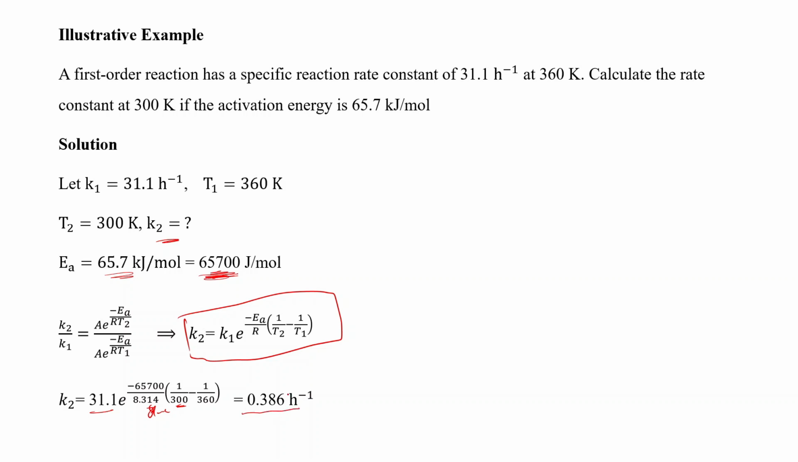So now we can compare. Realize that at 360 Kelvin, we are getting 31.1 per hour, which is the rate constant. And then at 300, we are getting 0.386. You can see the deviation in the rate constant depending on the temperature. So that's why we see that the rate constant is highly dependent on temperature. So that will be all for now.